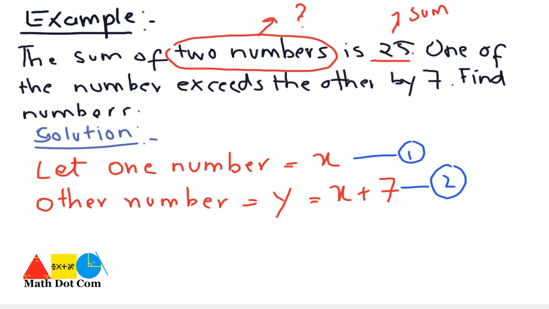Okay, now according to the conditions defined in the statement, we have to formulate an equation. So what is that? The sum of two numbers is 25. Sum of two numbers will be the sum of the two numbers.